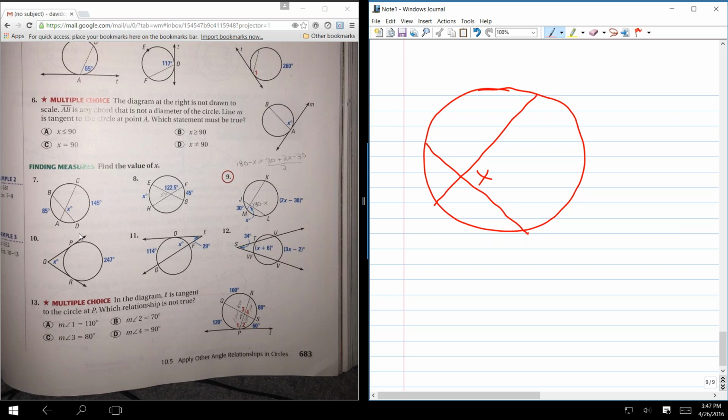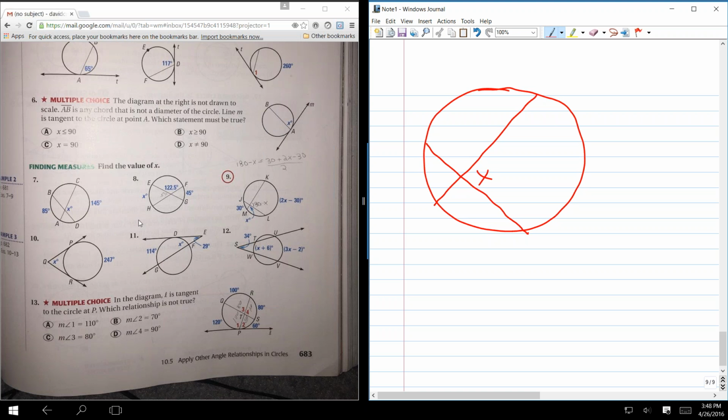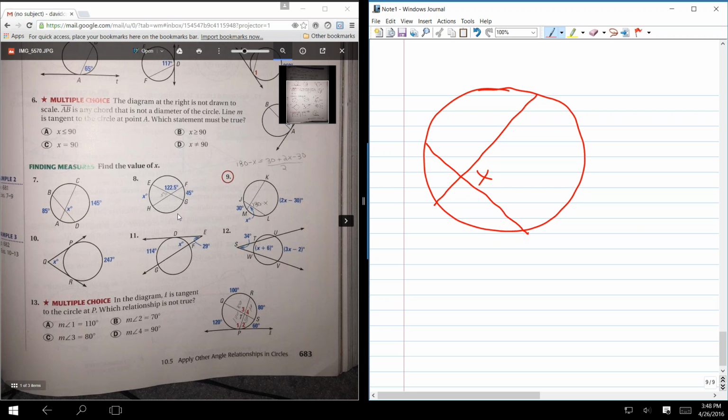Always do a visual check. Even though they told us up here they didn't draw it to scale, most of these things are drawn to scale. And usually when you make a mistake, you're off by a factor of 2, right? It's really easy if you make a mistake to be off by a factor of 2. So by eyeballing it, you're always going to be able to tell whether your answer is correct or not. Number 8.